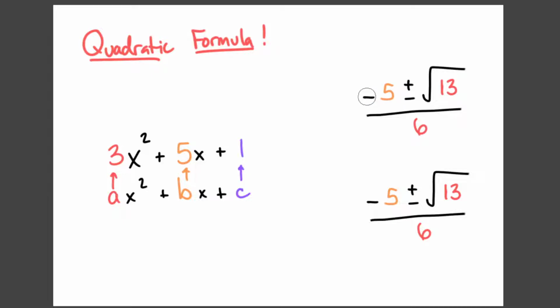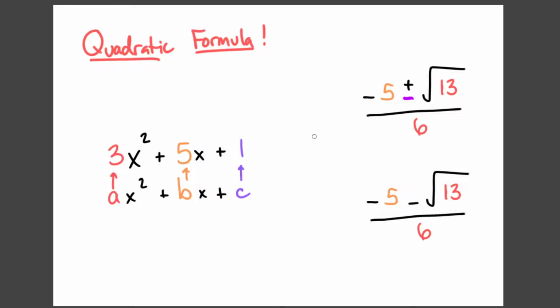My first equation is negative 5 plus the square root of 13 all over 6. And my second equation is negative 5 minus the square root of 13 all over 6. So see how that kind of breaks off into two different ones? That plus or minus that we had here beforehand tells me there are two equations happening here. One of them where it's adding, one of them where it's subtraction. And those are my answers.